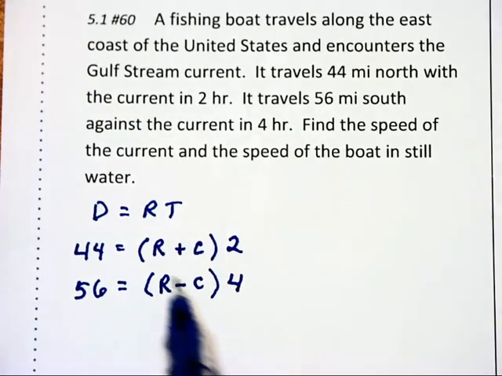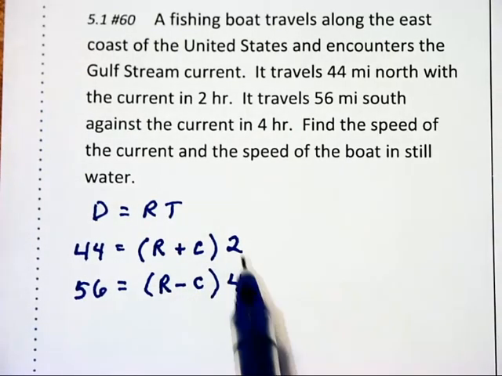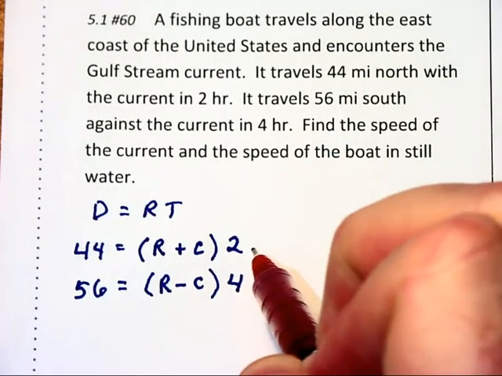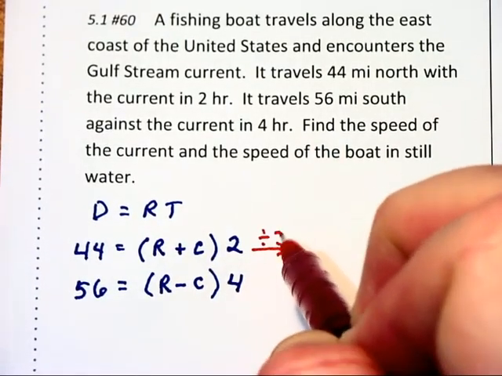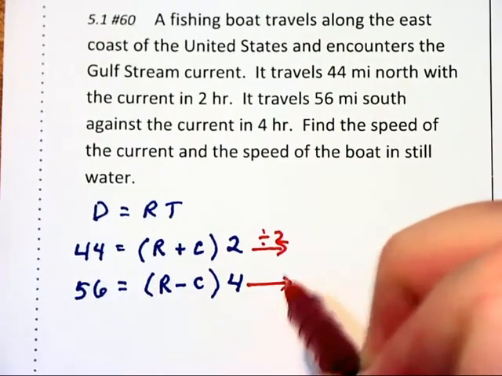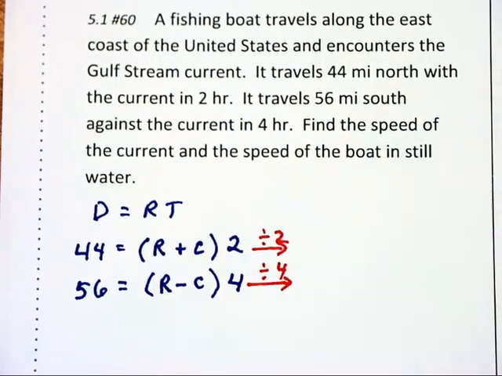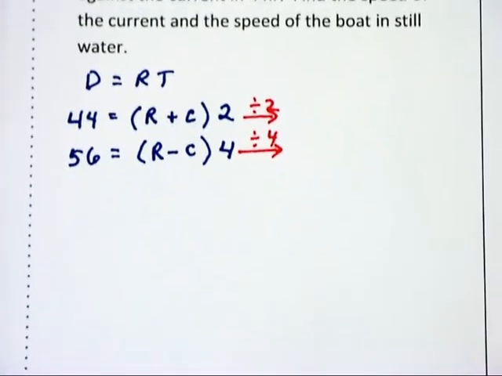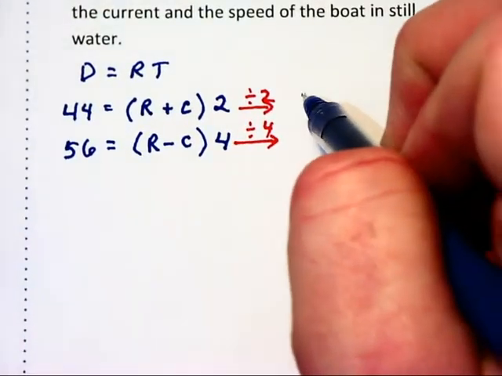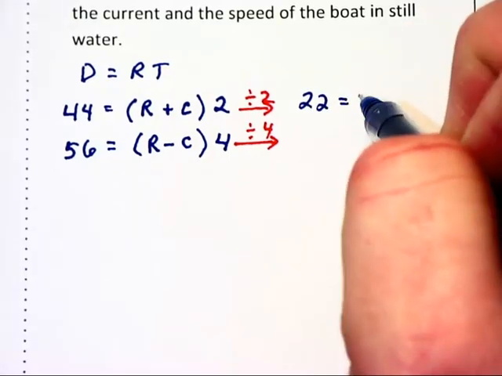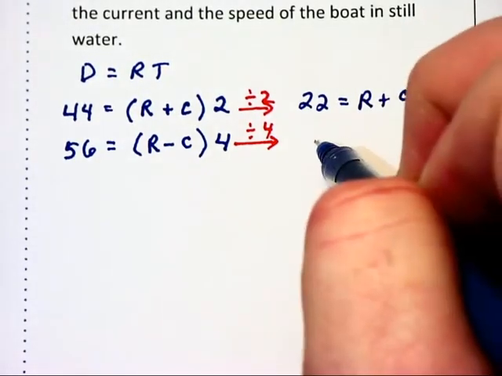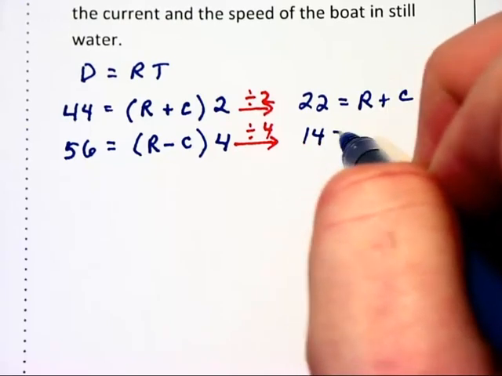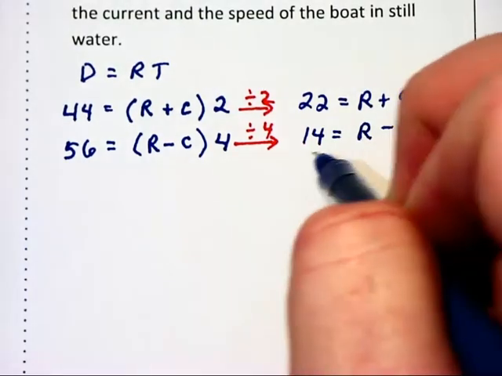Now if I can just get the R plus C and R minus C by itself without the 2 and the 4, life will be good. So I'm going to take this first equation and divide through by 2, and the second equation and divide through by 4. This will give us 22 is equal to R plus C, and 14 is equal to R minus C.